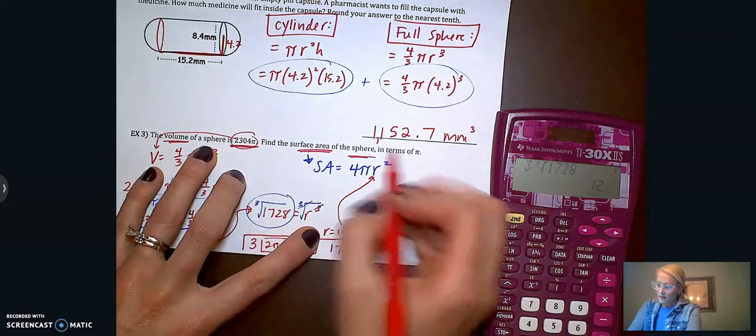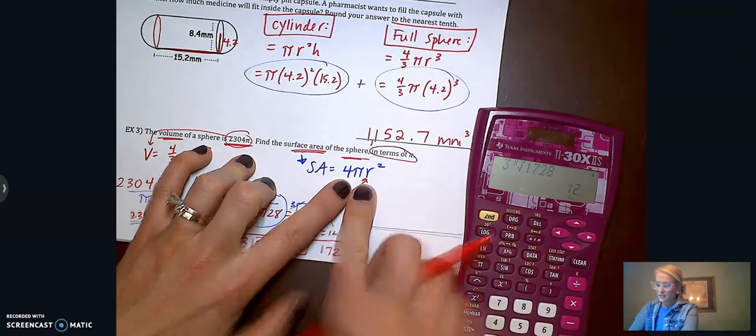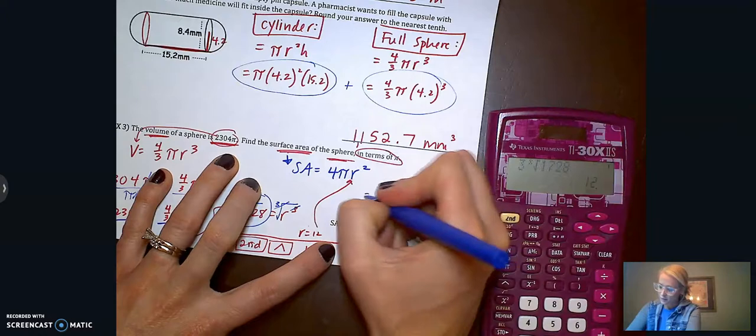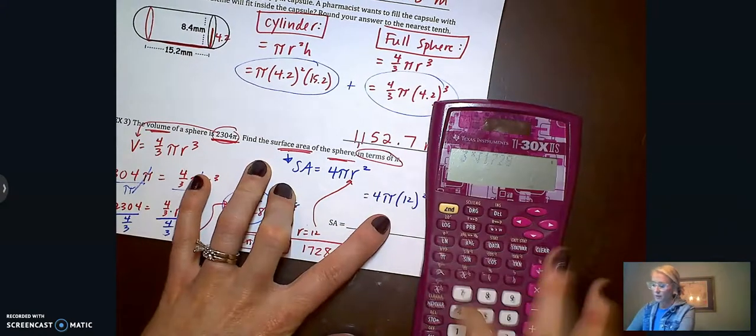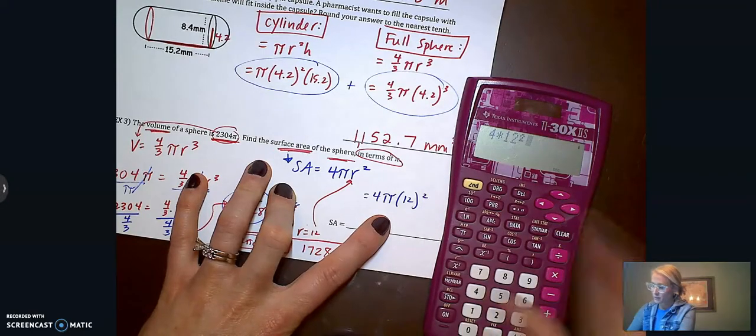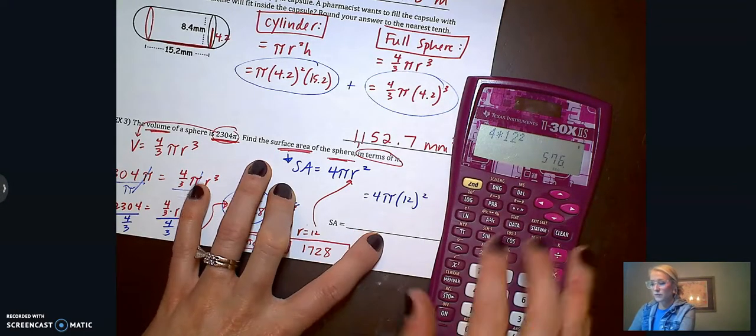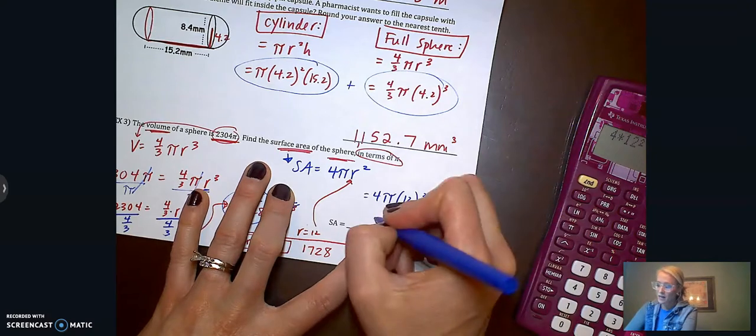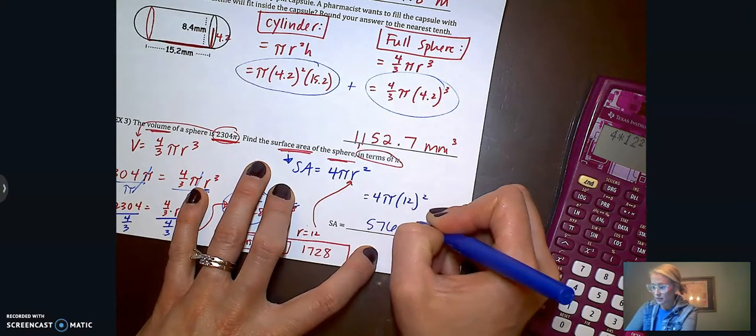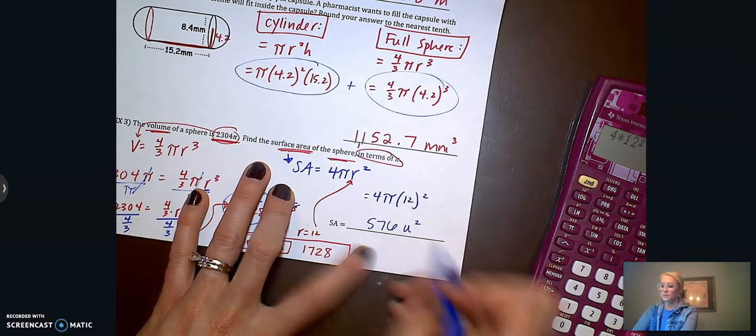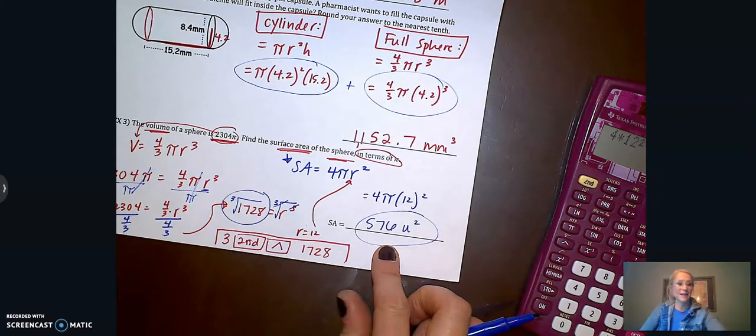Okay. I want my answer in terms of pi, so I'm going to take the 12 here. Do 4 pi 12 squared, leave pi out because you want your answer in terms of pi. So the answer would be 576 pi. No units, so units, and it's surface area, so it's units squared. All right, that's it.